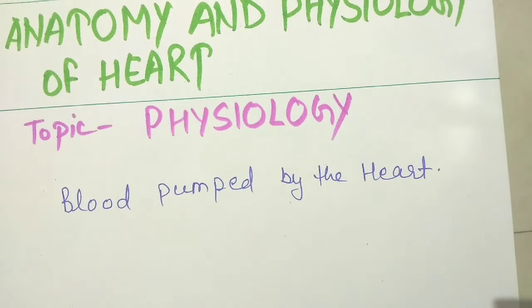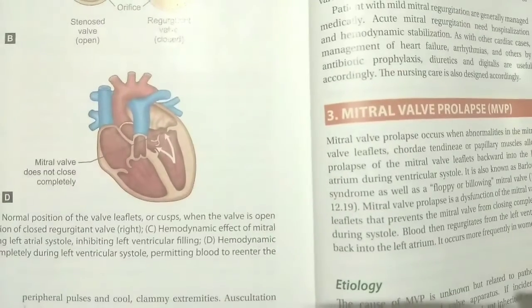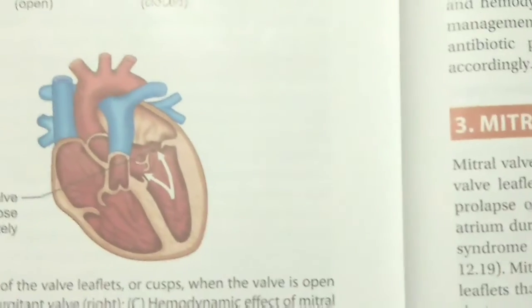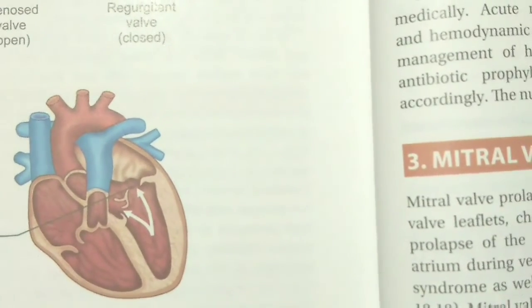It pumps the deoxygenated and oxygenated blood to the body, in which two circulations are important. The first one is the systemic circulation and the second one is the pulmonary circulation. Both circulations are part of the physiology of the heart. So with the help of the diagram, I am discussing this with you, friends. So let's discuss this.